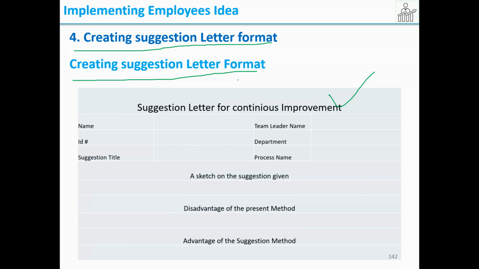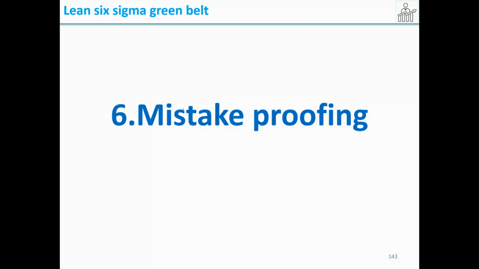So in this way, we can minimize all the eight wastes that are happening on the shop floor and improve things to the next level. So by minimizing all the eight wastes, what will happen? The effectiveness of the process or production goes to the next level. So the next chapter that we're going to see is mistake proofing.